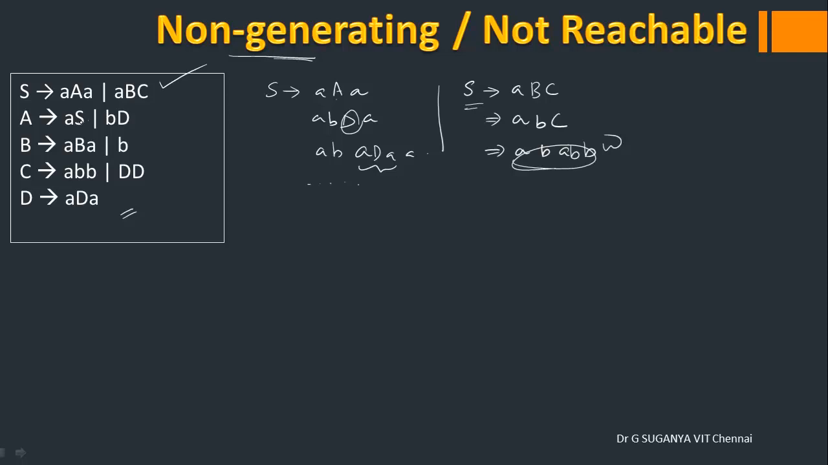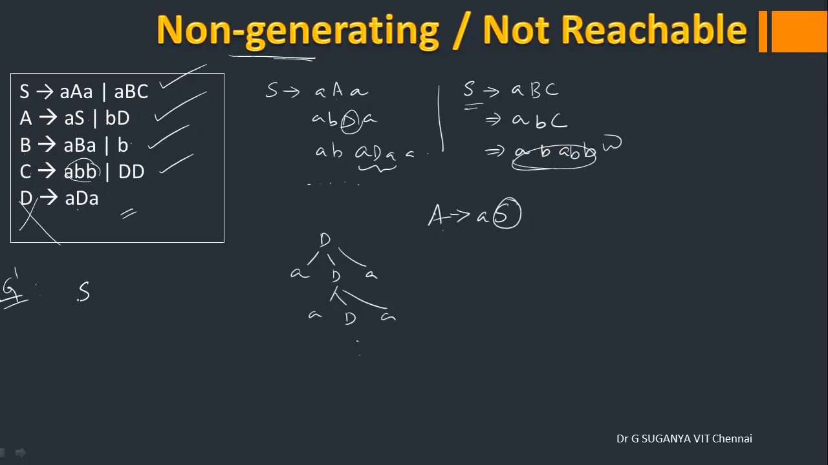Now coming to A, is A generating or not? A gives AS, and S is already generating, so automatically A will be generating. Then B, yes, B can directly generate b, so it is generating. Now coming to C, C can generate ABB, so automatically it is generating. Then what is D? D always gets expanded to ADA, and this will again get expanded to ADA. Likewise, it moves on, and hence we don't have any possibility of arriving at a word. And hence this is not generating.